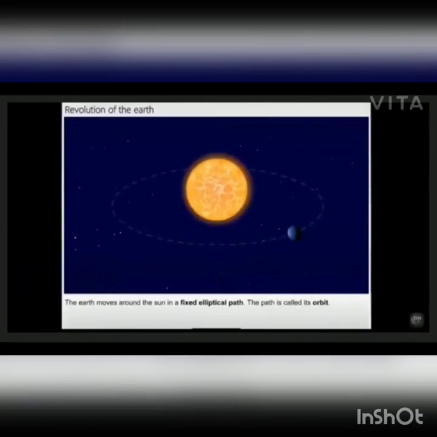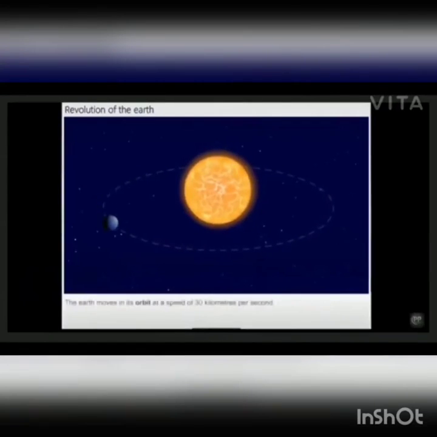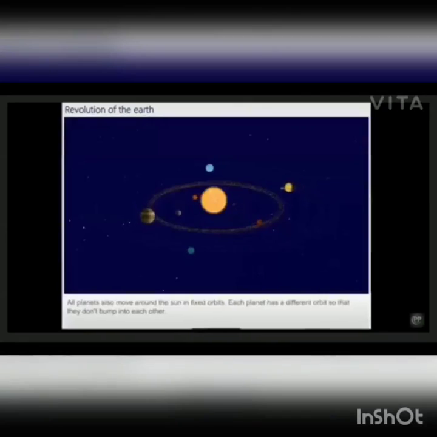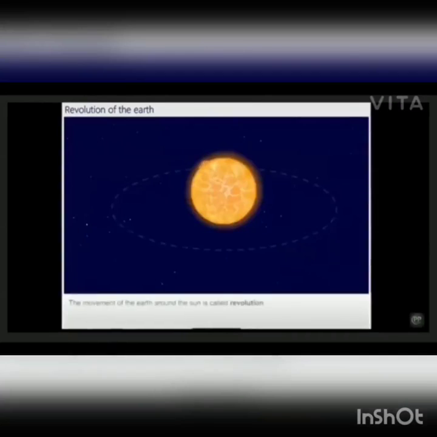The Earth moves around the Sun in a fixed elliptical path. The path is called its orbit. The Earth moves in its orbit at a speed of 30 kilometers per second. All planets also move around the Sun in fixed orbits. Each planet has a different orbit so that they don't bump into each other. The movement of the Earth around the Sun is called revolution.